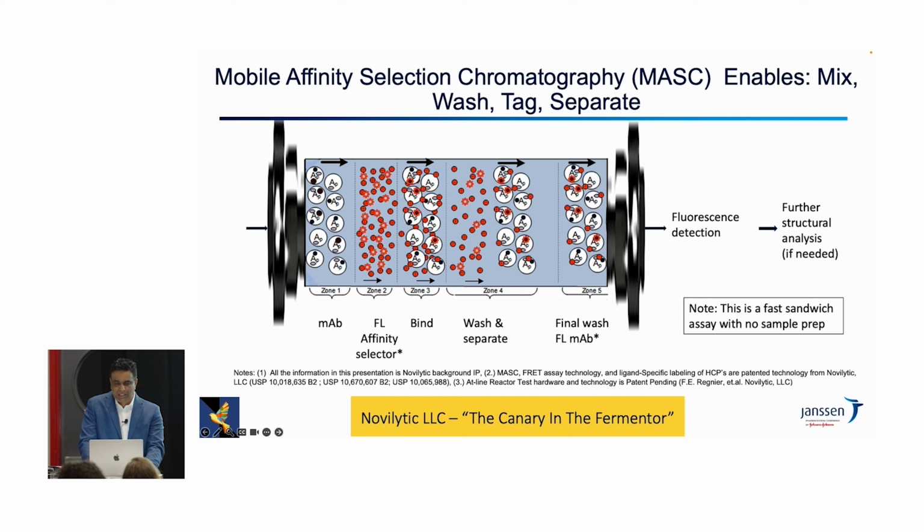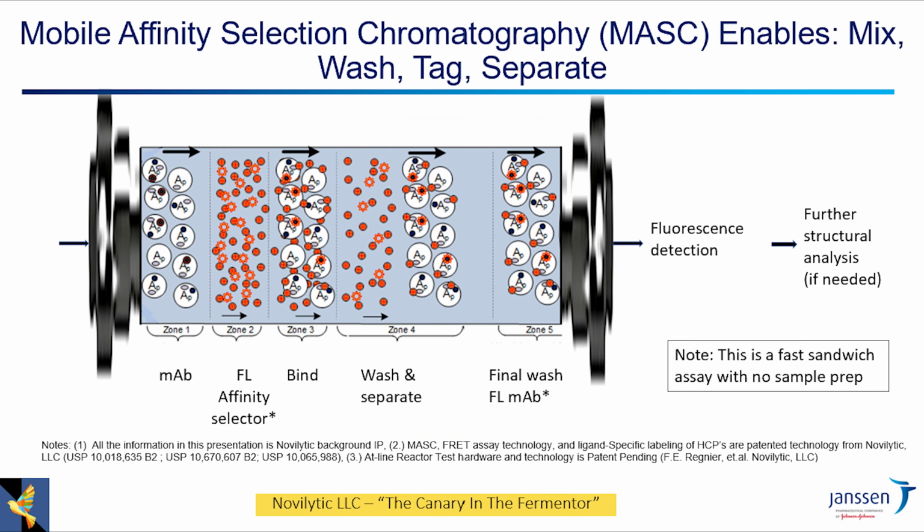So how does this work? In a normal column chromatography, we have two phases, a stationary phase and a mobile phase. This chromatography has a third phase, which is the mobile affinity phase. The mobile affinity phase is composed of an affinity selector, a reagent that binds with the monoclonal antibody in a 1-to-1 ratio. It's very selective. It does not bind any other protein, and it also has a fluorescent tag.